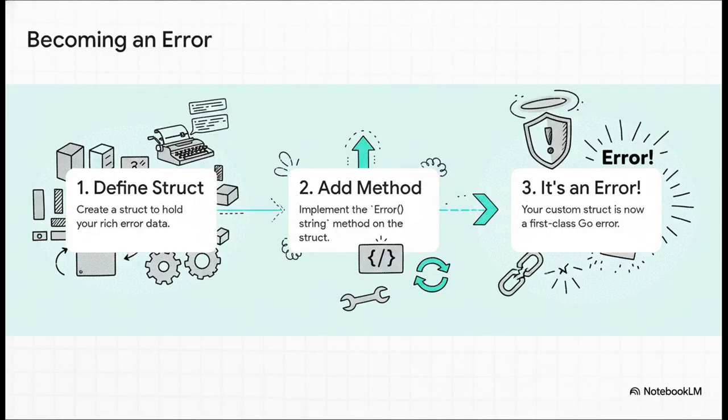And turning this struct into a real, official Go error is incredibly easy. It's just a couple of steps. One, you define your struct to hold all your rich data. Two, you add that required error method, which just tells Go how to print your error as a simple string if it needs to. And boom, that's it. Step three is done. Your custom struct is now a first-class, 100% legitimate Go error.